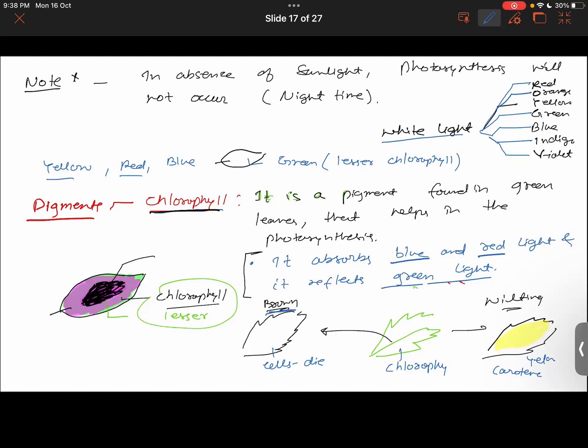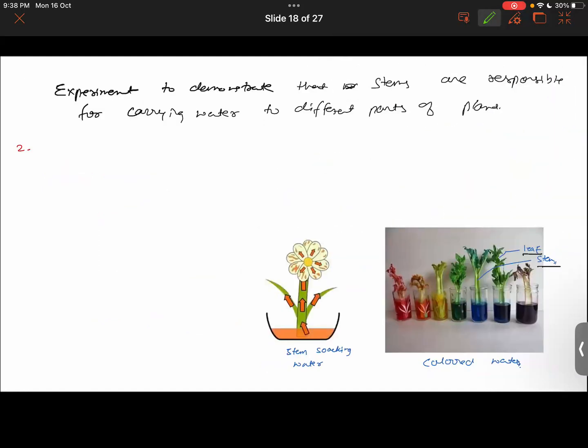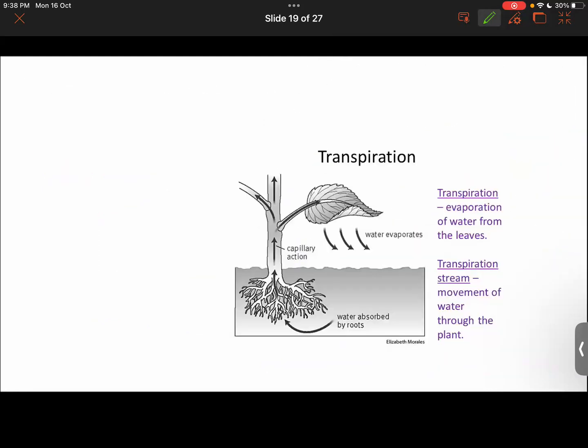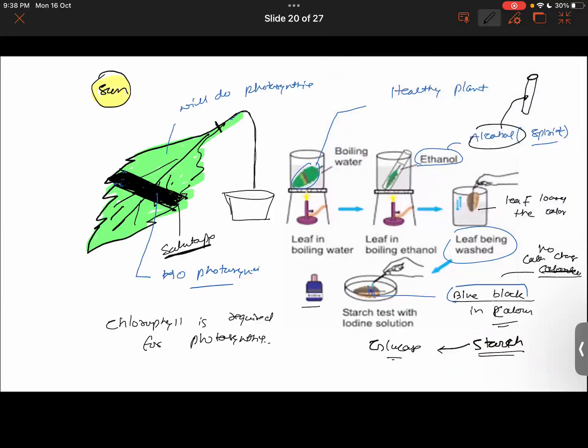Then I say that all the green leaves have chlorophyll in them. How do we prove that? We basically did an activity. We performed an activity in which we took a leaf from a potted plant. Pay attention here. We took a potted plant and took leaves from it. Getting it?